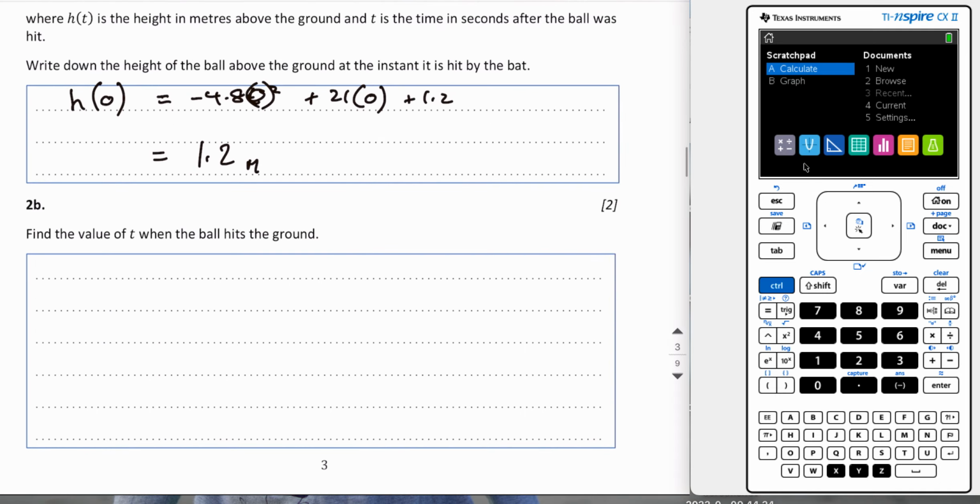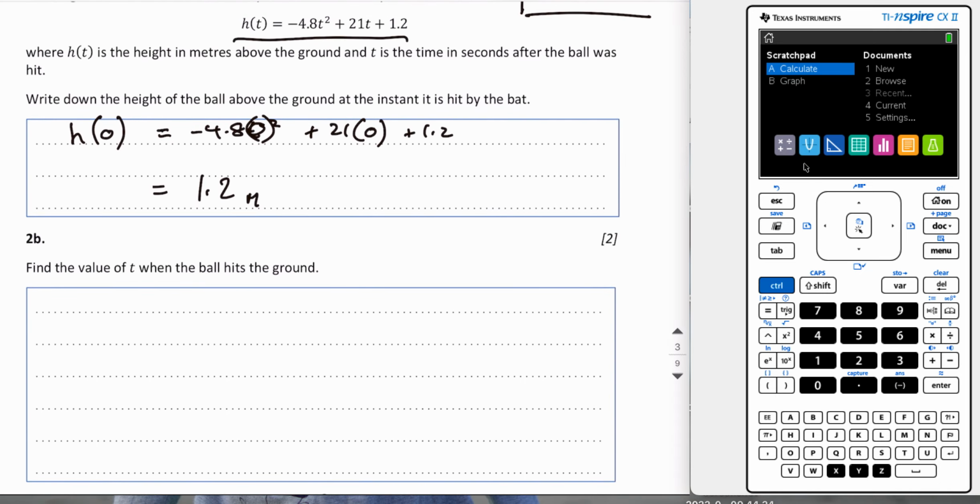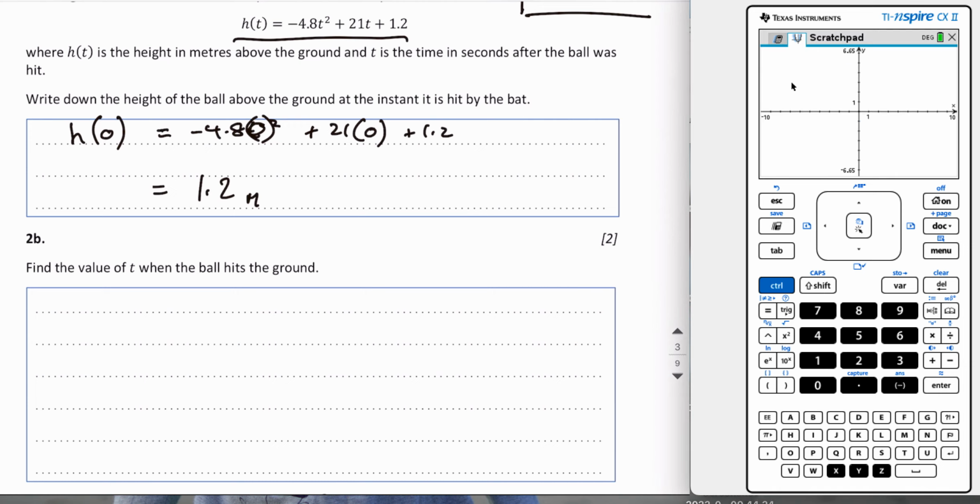So we've got the model here. This is the model that represents the height of the ball, and it's going up and then coming down. So once it leaves the bat, it goes up, and it's going to hit the ground. So we're going to assume that it doesn't hit anything, that nobody catches it, that it just follows that trajectory and lands. So on our calculator, we're going to go to graph.